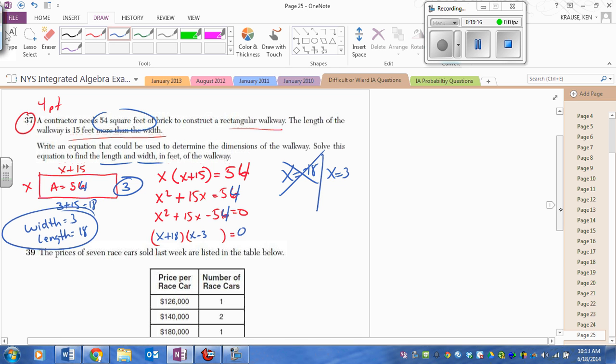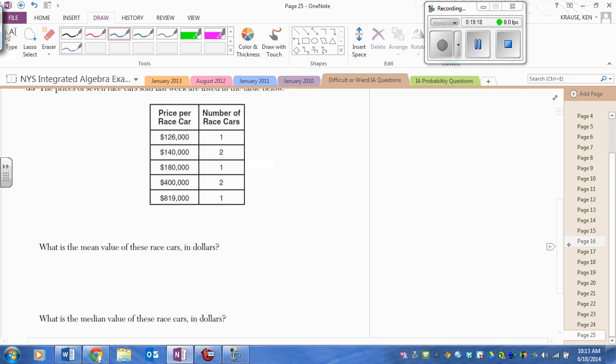Now, the next question is actually kind of easy, but most people screw it up miserably. The mean value of these cars, we've got to understand there's one of these, and there's actually two of these. So it's 126, 140, 140, 180, 400,000, 400,000, and 819,000. So I'm going to add all these up.